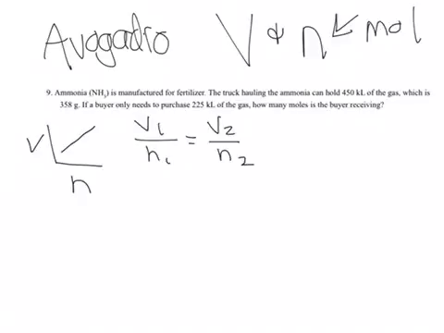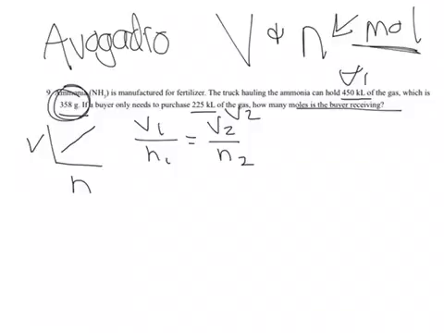So in order to solve this problem, we need to look at what we've got. It's talking about NH3, ammonia. There is originally 450 kiloliters of gas, so that is our volume 1, and 358 grams of gas. If the buyer only needs to purchase 225 kiloliters, volume 2, how many moles is the buyer receiving? Well, remember back, we know how to go from grams to moles. So that is the first thing we have to do because Avogadro's law has to do with moles.